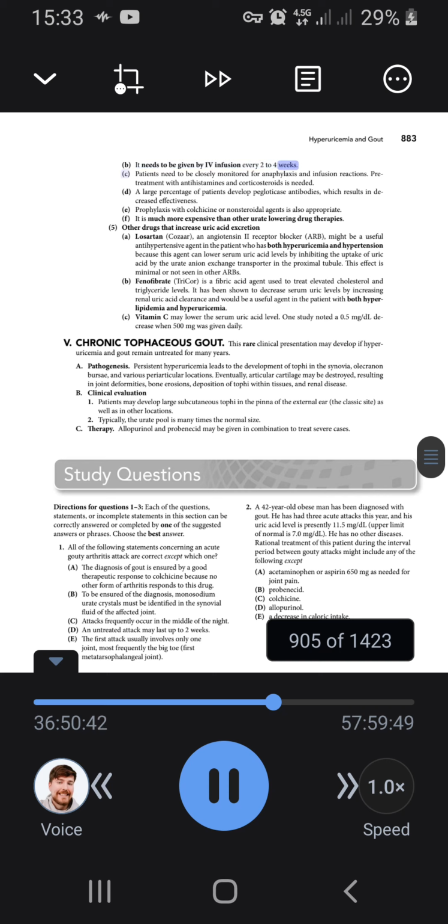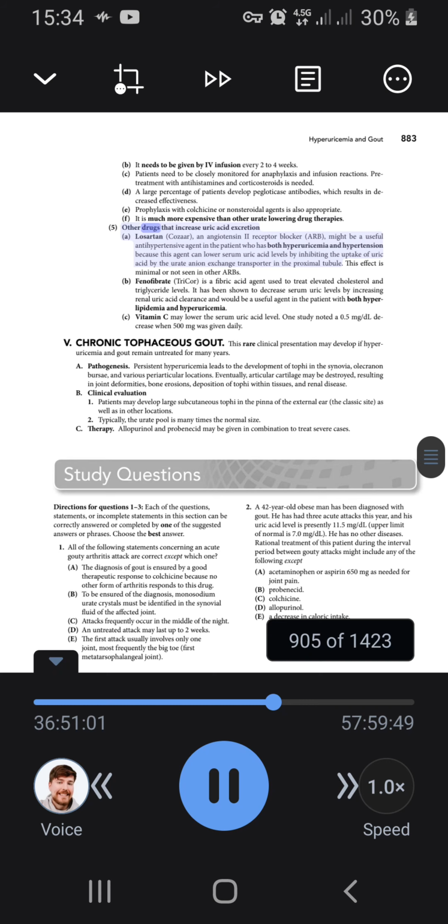C. Patients need to be closely monitored for anaphylaxis and infusion reactions. Pretreatment with antihistamines and corticosteroids is needed. A large percentage of patients develop pegloticase antibodies, which results in decreased effectiveness. Prophylaxis with colchicine or nonsteroidal agents is also appropriate. It is more expensive than other urate-lowering drug therapies.